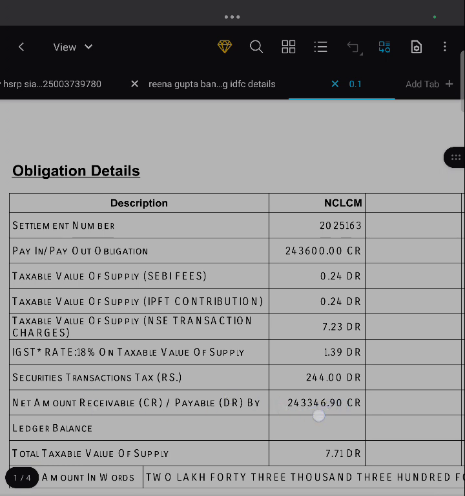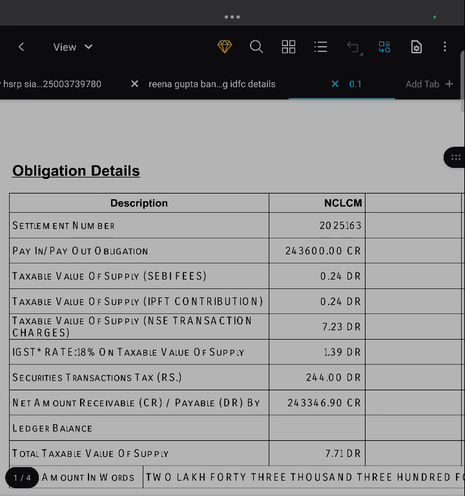How is it calculated? Actually, these are all small amounts: the SEBI fees, the IPFT fees, the NSE fees. But the security transaction tax, which goes to the Government of India, is the biggest amount deducted, and they levy it on us. It is 0.1% of 243,600.